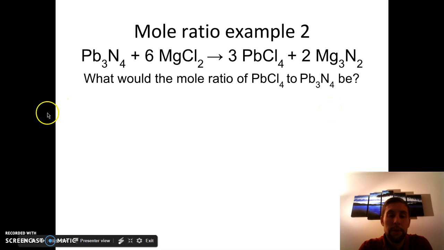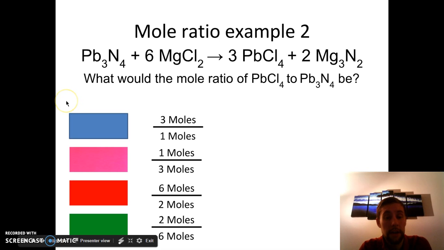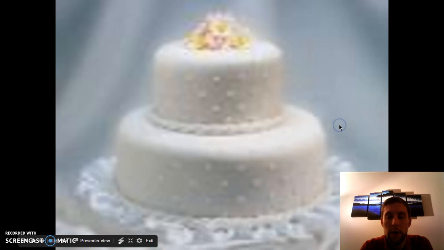Okay, example number 2 here will be the mole ratio of lead 4 chloride to lead 4 nitride. Color choices again. Take a look, solve it, pause it, solve it, then check. Hopefully you got blue. 3 moles of lead 4 chloride to every 1 mole of lead 4 nitride. If you don't have questions, ask.